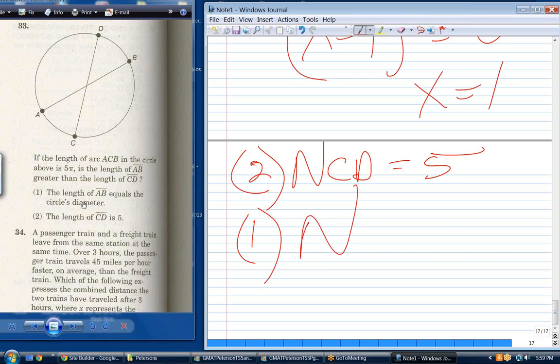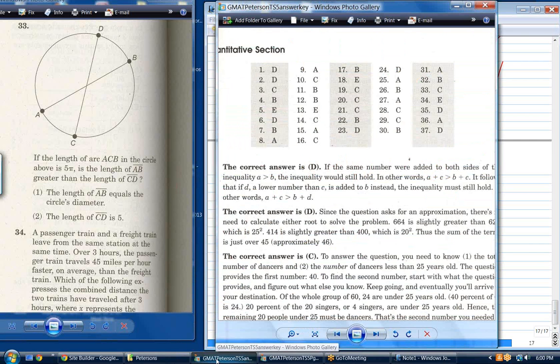But if I consider both of them, what do I know? You know that they're equally long. No, not necessarily. But I know I can figure out the length of AB from number 1, and I can figure out the length of CD from number 2. Therefore, I can answer that question. Is the length of AB greater than the length of CD? So all you have to say is, yes, you can solve it. That's it. So C should be the answer on 33, and it is.